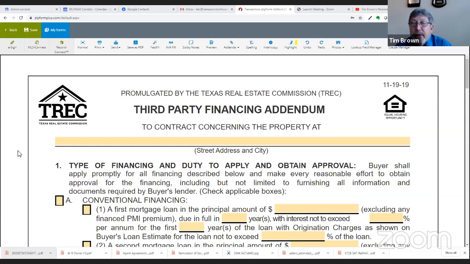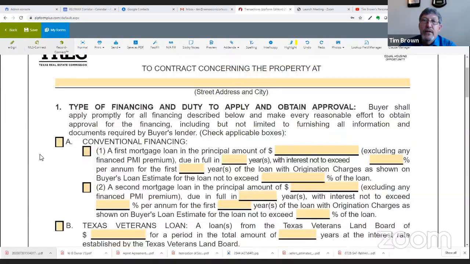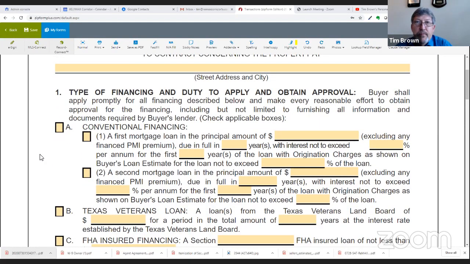Third-party financing addendum, again, it's promulgated by TREC, so it's one of those forms that you have to use. You can't make one up. You can't use something out of somebody's private library. You have to use this if you have financing. Very quickly, the type of financing and the duty to apply.